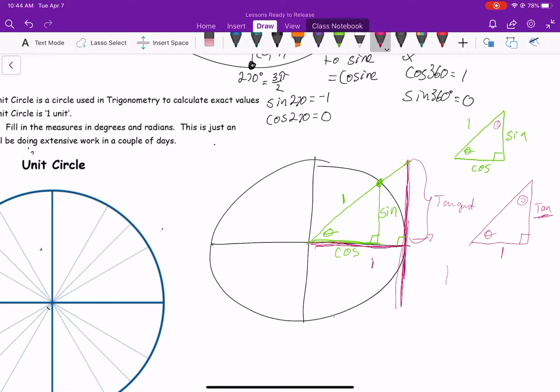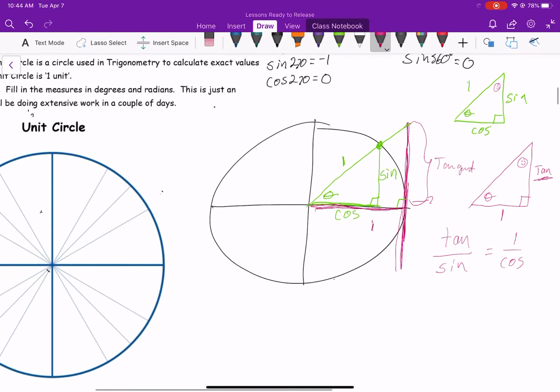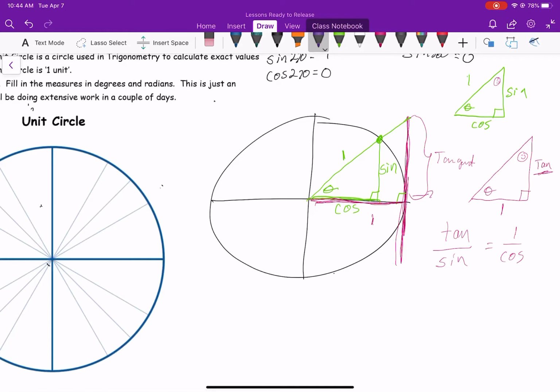So I know tan and sine correspond. And I know that if I went tan divided by sine, I'd get the enlargement factor. And that's going to be the same factor as if I went 1 divided by cosine. So solving this, you would want to get tan by itself. So I need to multiply both sides by sine to get rid of sine. So I have tangent equals sine over cosine.